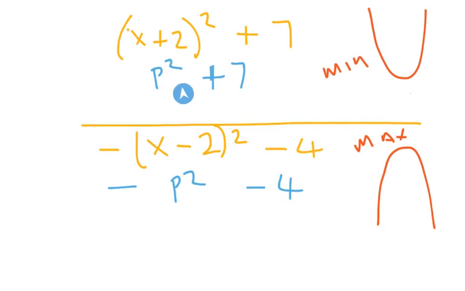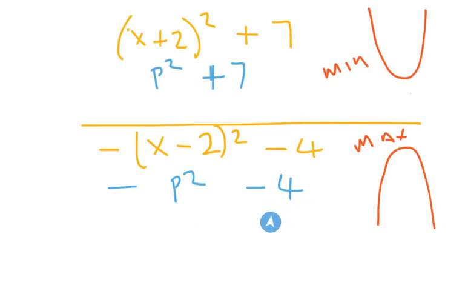Any other value for p, and we're going to have, say, 1 squared plus 7, that's 8. So, in other words, we've gone higher than 7. Or if p was minus 3, well, minus 3 squared is going to be plus 9. Again, that's going to be 16. So again, 7 is the minimum. But if p is 0, we get our minimum point. So in order to make p 0, we make the x equal to minus 2.